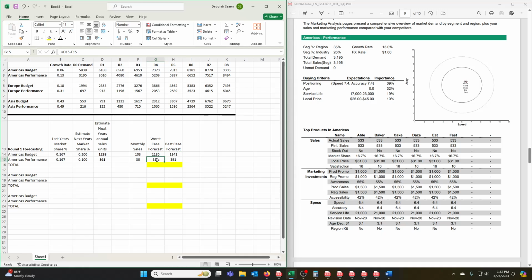So I just copied and pasted it. So now my worst case forecast for my performance segment is the same thing here, monthly sales, my annual unit sales minus a month, and my best case forecast is my annual unit sales plus an extra month. And so then I calculate the total of those two numbers. And those are the numbers that I'm going to enter into my online best and worst case forecast scenario.